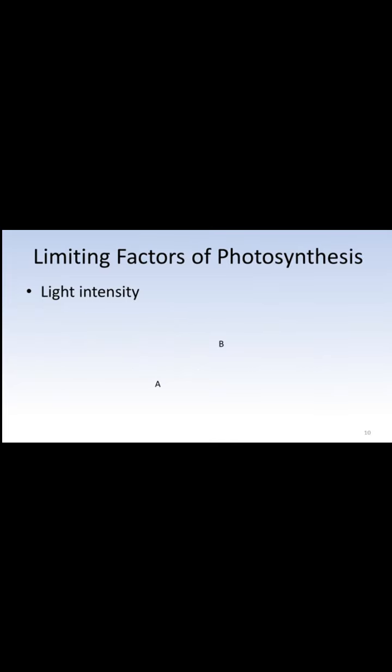Next, we will look at the limiting factors of photosynthesis. These are factors that can increase or decrease the rate at which the process occurs. The first factor that we have is light intensity.